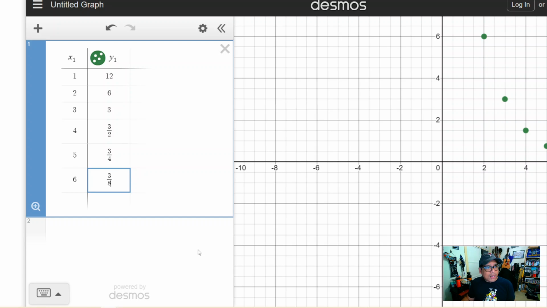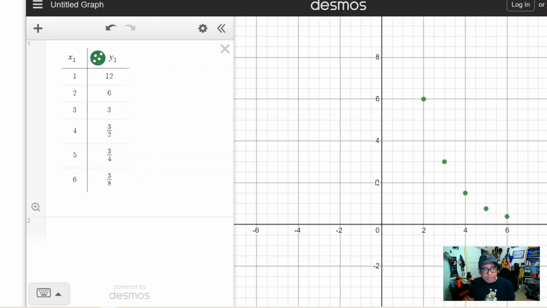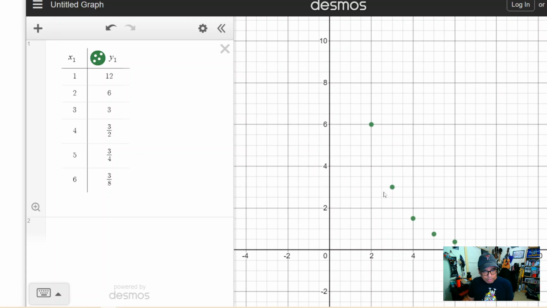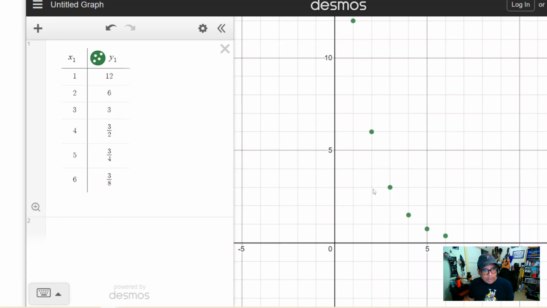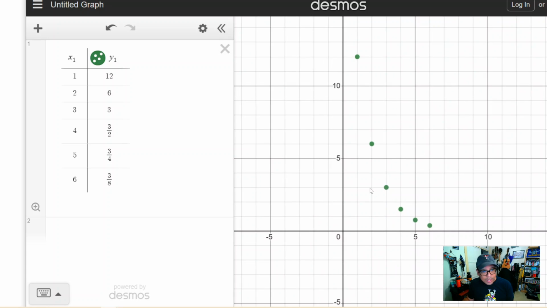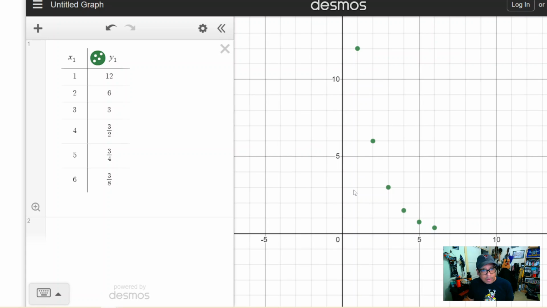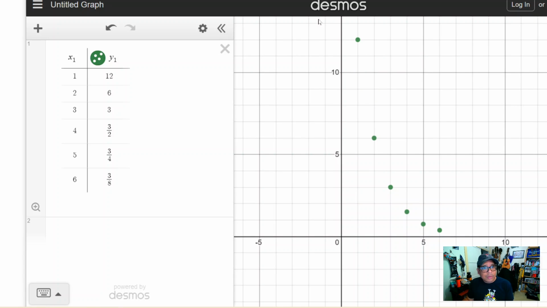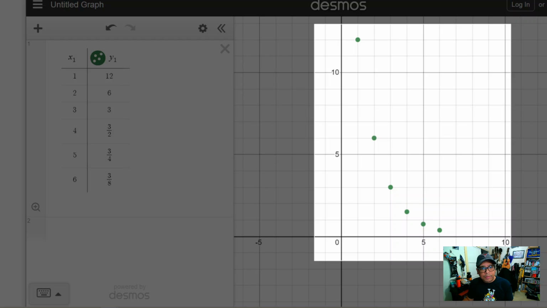So you can see, as I was doing that, Desmos was doing a good job in putting all of the numbers here. I'm going to zoom out a little bit, and that will give me a really nice graph of the sequence.